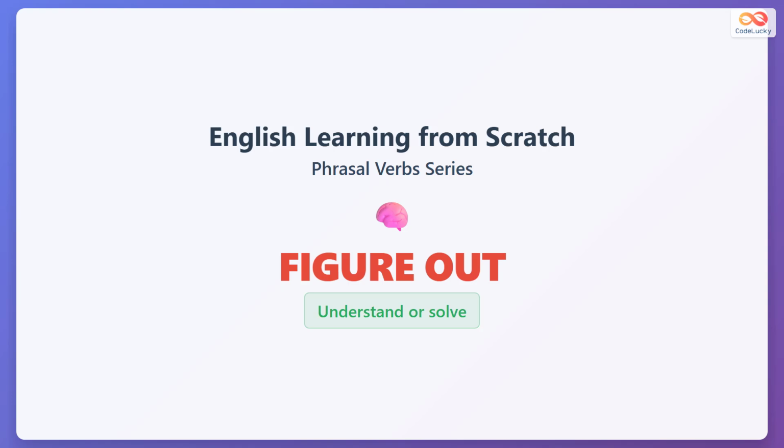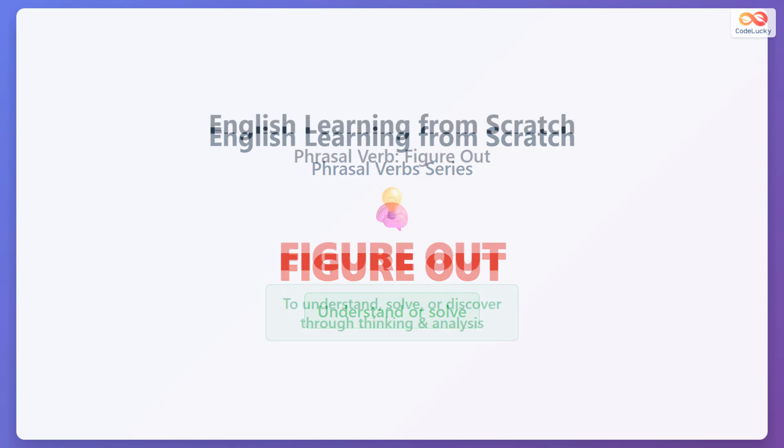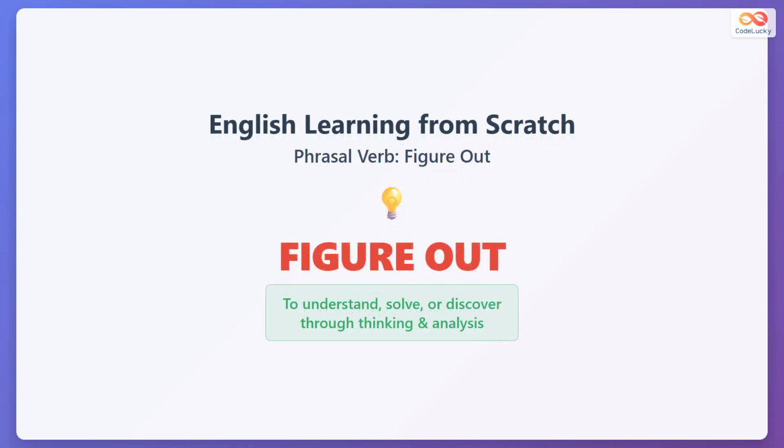Figure out is a very common English phrasal verb that means to understand something or solve a problem through thinking and analysis. It is used when you discover the answer by using your brain and logic, not by asking someone or looking up information. Figure out describes the process of discovering information through your own thinking, reasoning, and analysis. You use it when you solve problems, understand difficult concepts, or discover solutions by working through them yourself with careful thought.